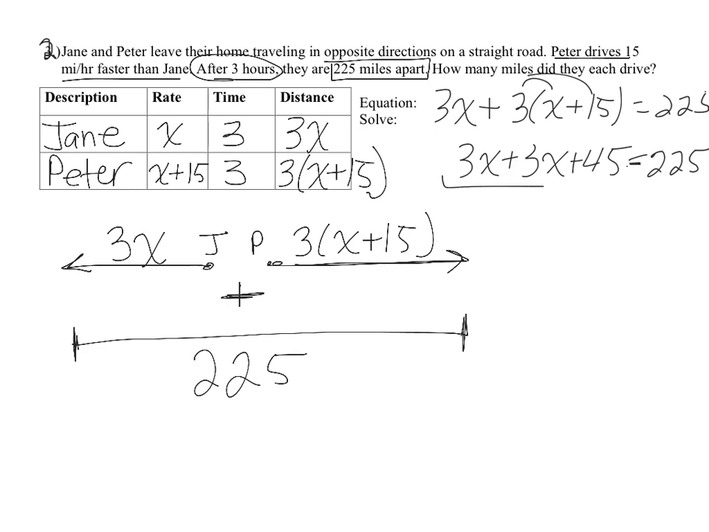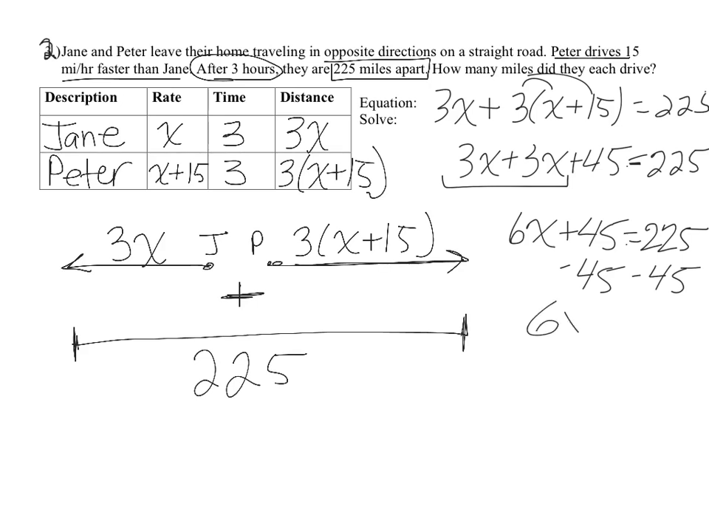Combine your like terms. 3x and 3x are on the same side of the equal sign, so that becomes 6x plus 45 equals 225. And then solve for x. So subtract 45 from both sides. 225 minus 45 is 180. So then you get 6x equals 180. Then we're going to divide by 6. And 180 divided by 6 is 30. So you get here that x is equal to 30.